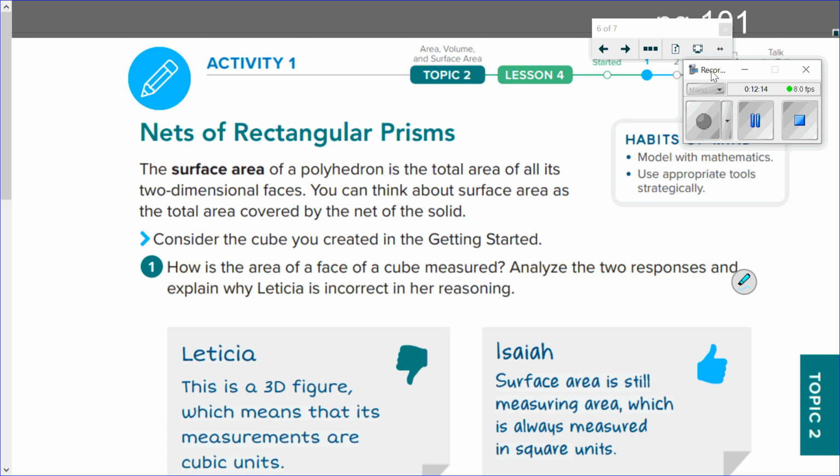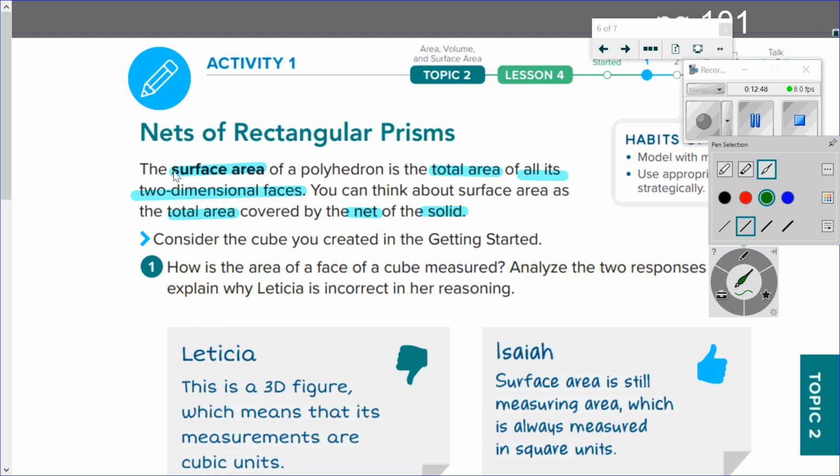Guys, quiet down. So here's our big one. Today we're talking about surface area. When we talk about surface area of a polyhedron, it's the total area of all its two-dimensional faces. So you can think about surface area as the total area covered by the net of the solid. In other words, if I take the solid and lay it out into a net and find all of those surface areas, that gives me my total surface area.